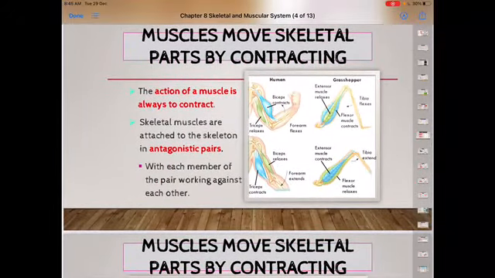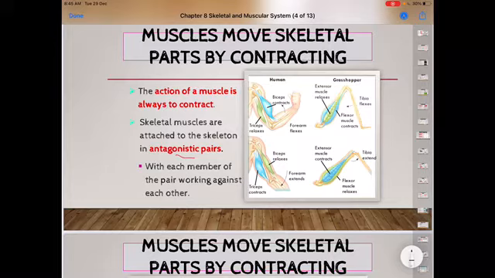Okay, now we go into how muscles move skeletal parts by contracting. So you must know when muscle wants to do movement, it must contract. When one does contraction, the other must be relaxed. So that action, which is in pairs but in opposite direction, we call antagonistic pairs, meaning the pair is doing their job at different positions.